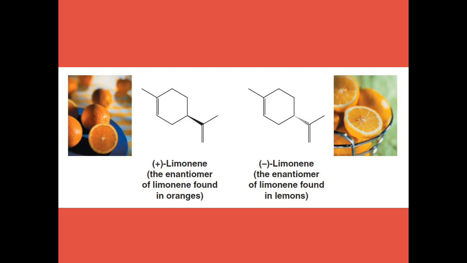Here is another beautiful example of chirality in nature. The first structure that you can see is dextrolimonene, that is plus limonene. This is an enantiomer which is found in oranges, whereas the levo isomer of this is the enantiomer found in lemons.